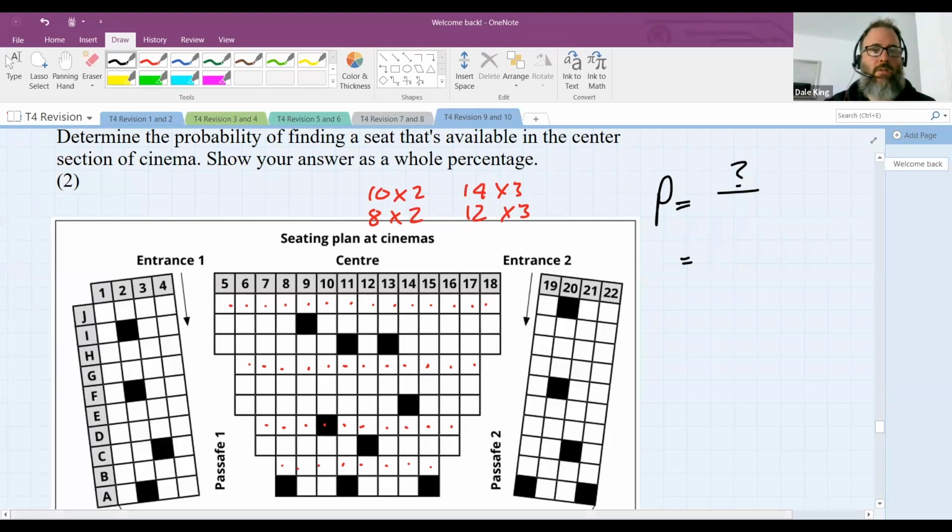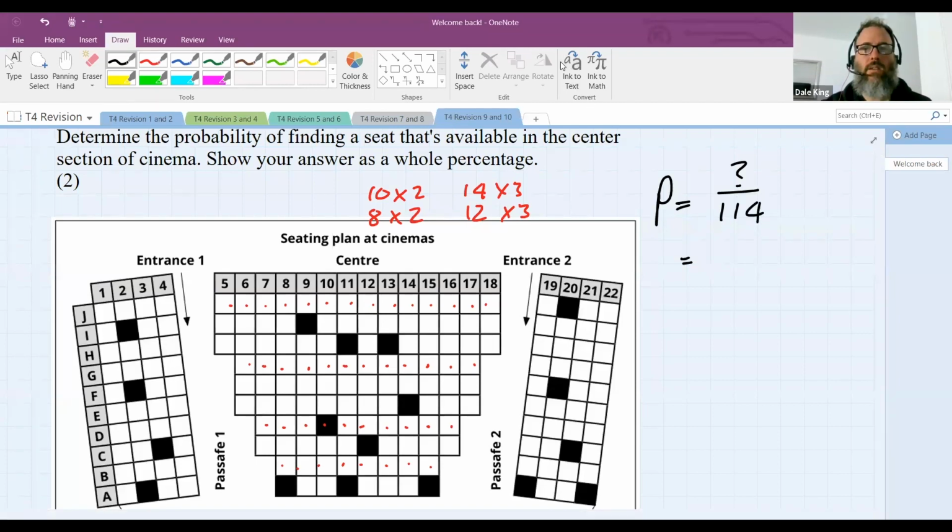So I'll give you guys the total. It's 14 times 3 plus 12 times 3 plus 10 times 2, that's 20. And 8 times 2 is 16. 20 plus 16. All right, so that's how many seats you've got. It's 114. Now, when you answer this, ladies and gentlemen, in the exam, you've got to show the fraction.